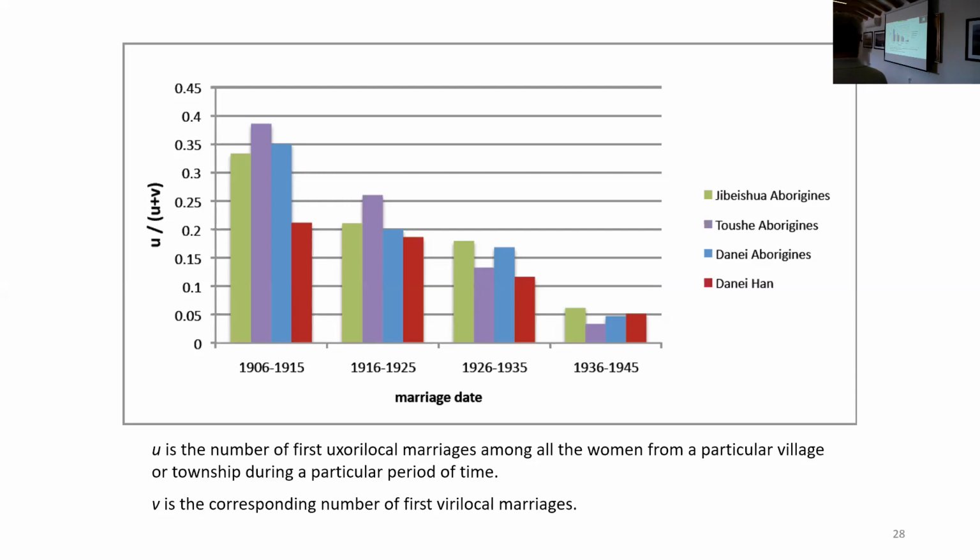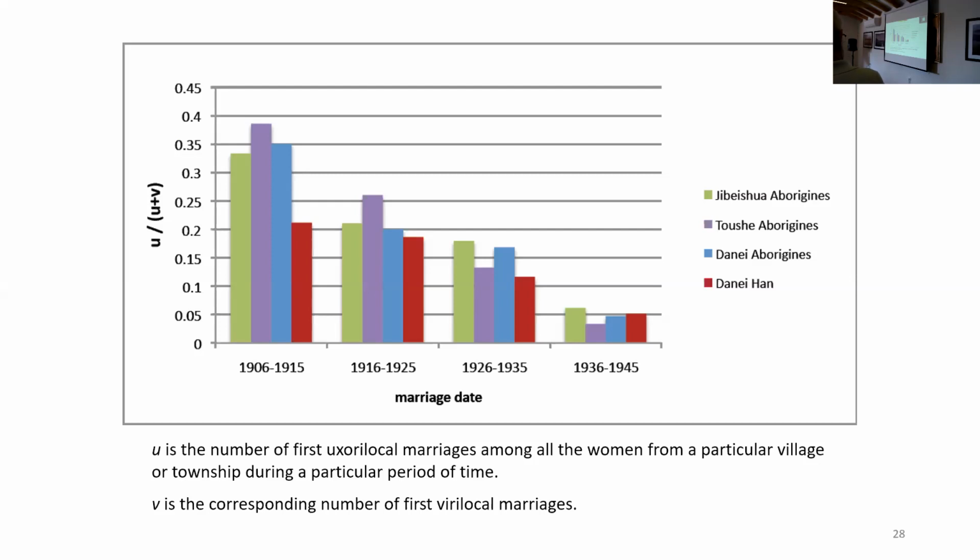Now, here is the situation in 1906 to 1915. This is a fraction of local marriages among Aborigines who had no such custom at all. They essentially married just the way in which Westerners do today. From 1906 to 1915, from the Japanese data, we have exact numbers. And so we can tell how many local marriages there were. Up to 35% of the marriages were local in the different Aborigines. But these are the Han, the Chinese.